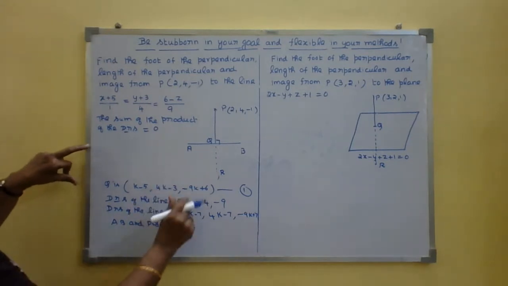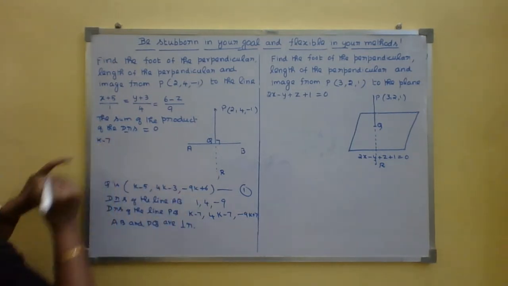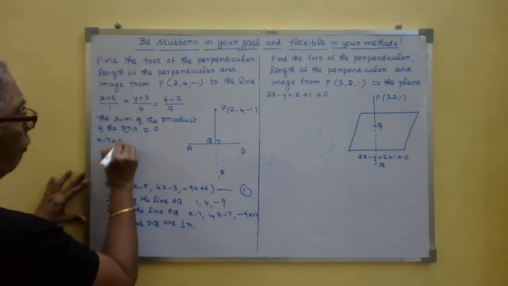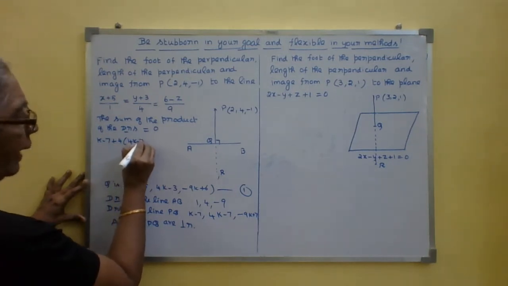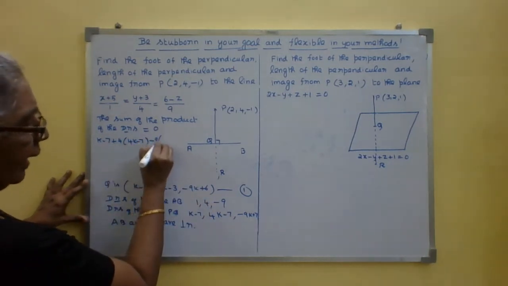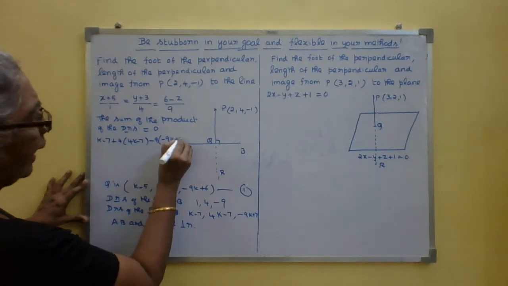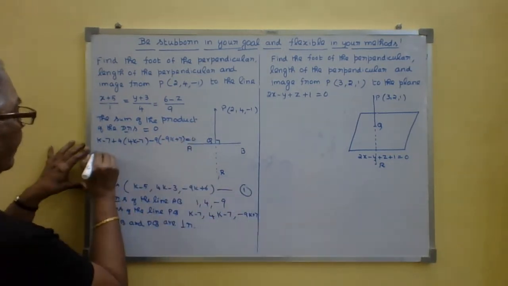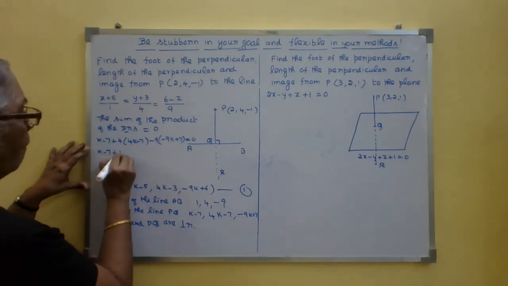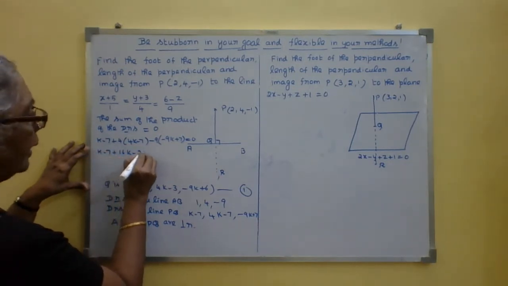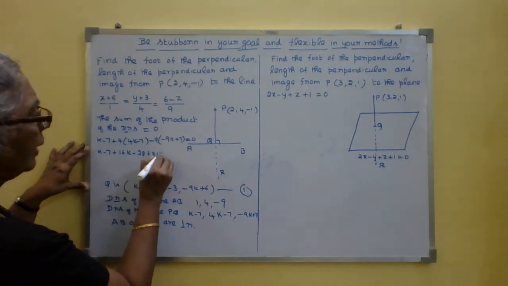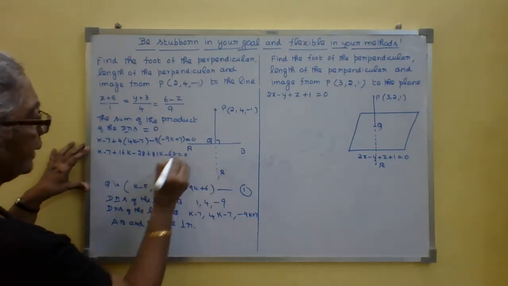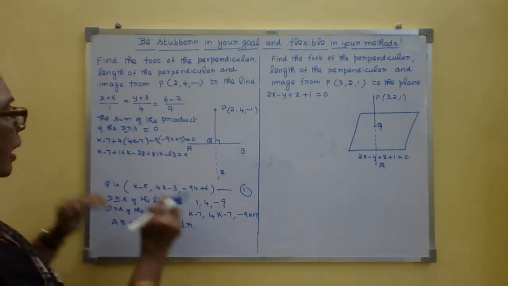So now let me do 1 into k minus 7, that is k minus 7, plus 4 into 4k minus 7, minus 9 into minus 9k plus 7, that is equal to 0. Let us expand. So we will get k minus 7 plus 16k minus 28 plus 81k minus 63 is equal to 0. Collect the k terms.